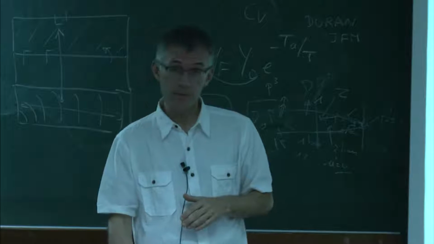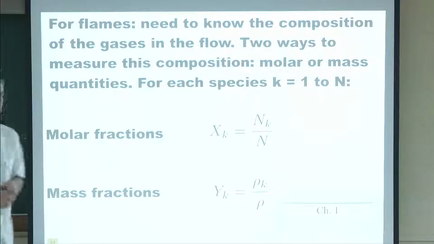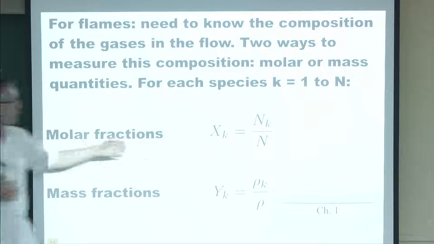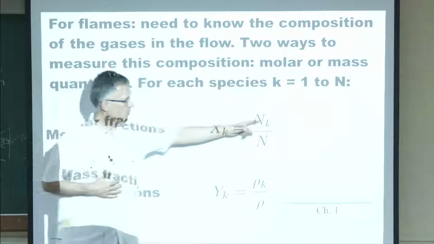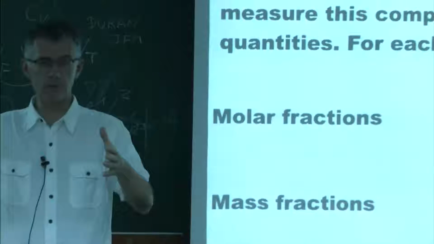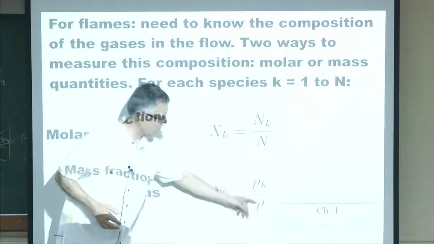But in a flame, that's a different business, okay? In a flame, we're going to have changes of composition and we will have to compute them. We cannot just forget them, we have to compute them. So the way we compute them is by introducing different quantities. One of them is the molar fraction, the ratio of the number of moles of K divided by the total number of moles in a given volume, or the mass fraction, that means the mass of species K over the total mass.